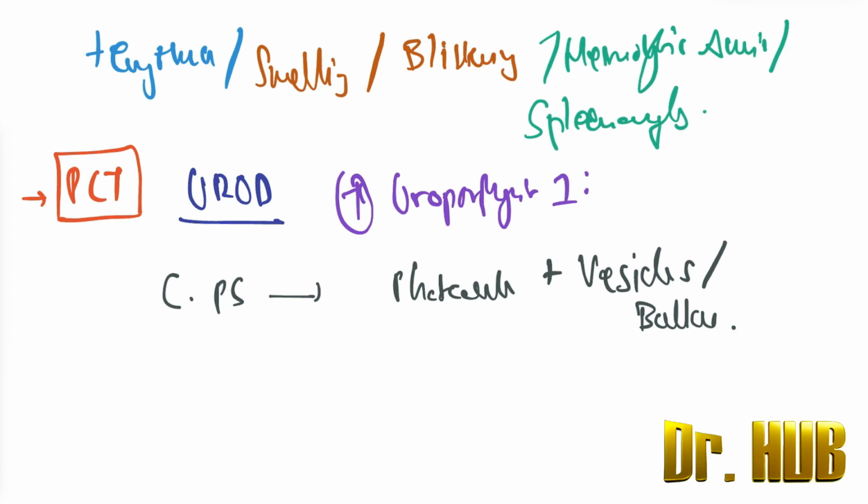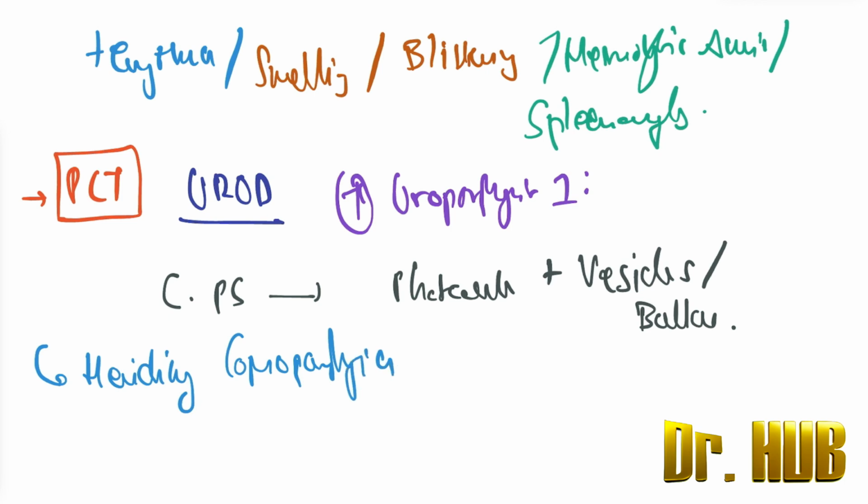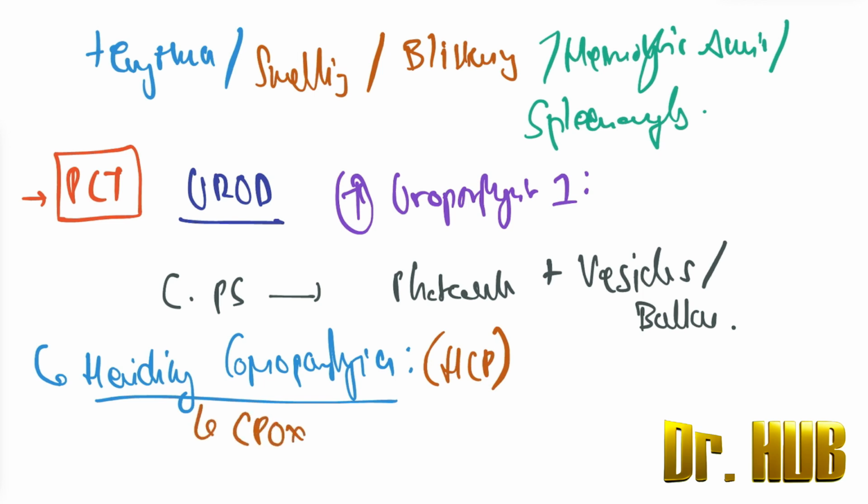Next, we move on to hereditary coproporphyria. In short, it is the HCP. And what is the enzyme? The enzyme involved is CPOX. What do you mean by CPOX? The CPOX is nothing but coproporphyrinogen oxidase.